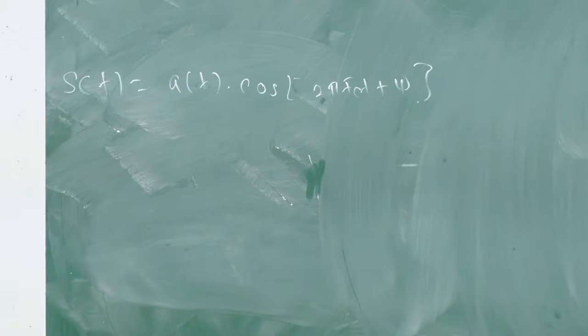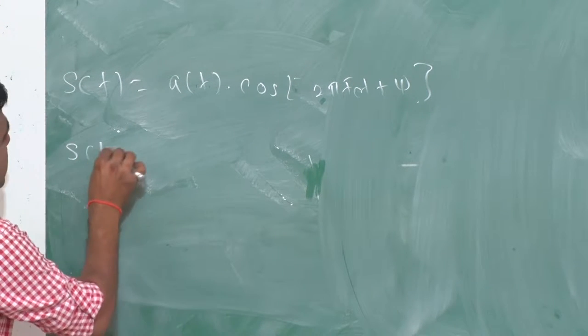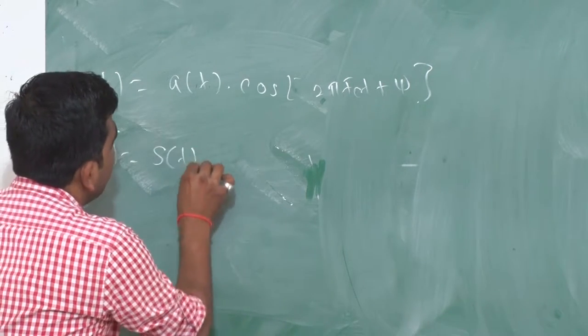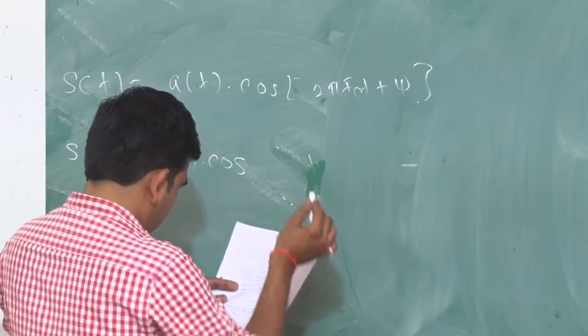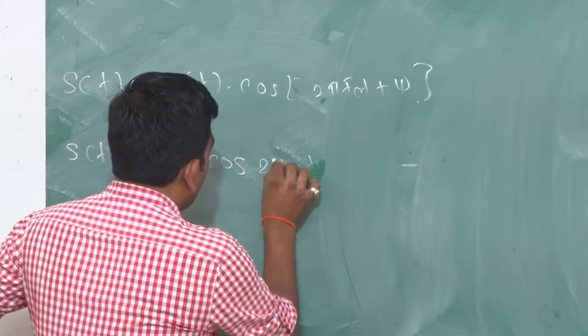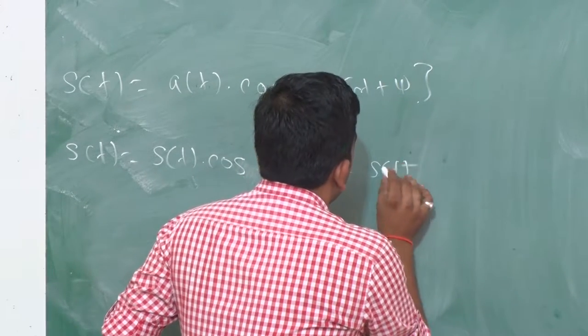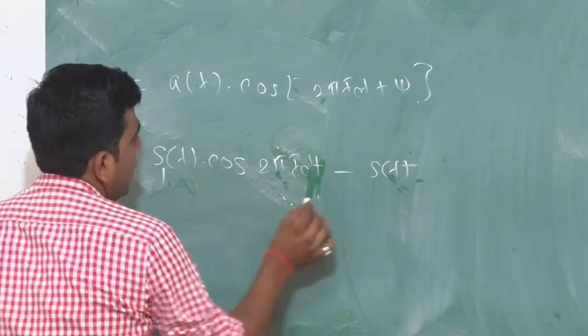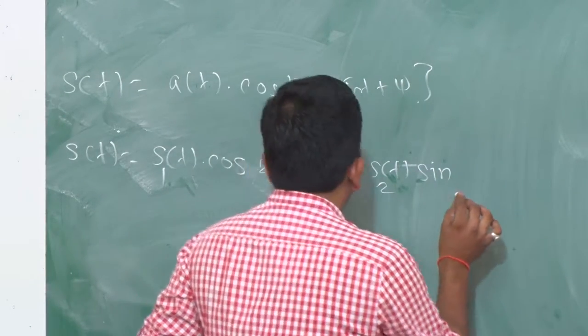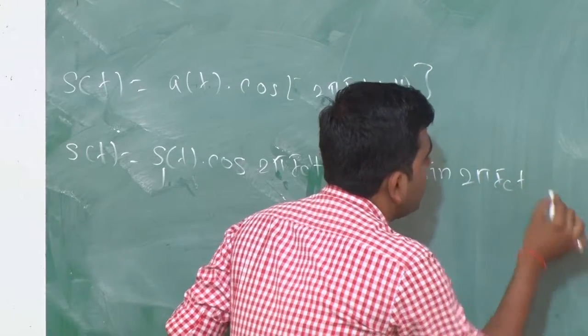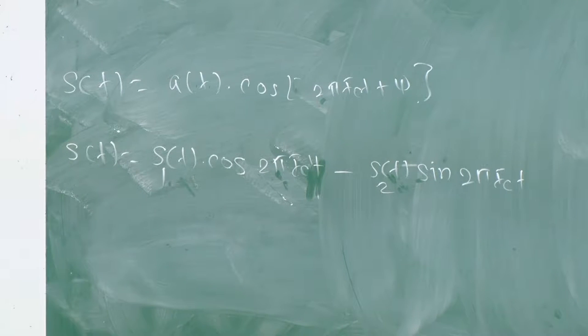Similarly, a signal can be represented by its quadrature multiplication, that is S of t into cos of 2 pi fct minus S of t into sine of 2 pi fct. Equation for the signal space representation: we can represent the signal by using its magnitude and phase spectrum. Similarly, it can be represented by its in-phase and quadrature component.